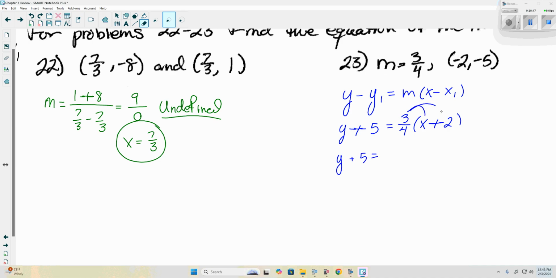We'll distribute the 3/4 first. 3/4 times x is 3/4 x. 3/4 times 2 is going to be 3/2, because 3/4 times 2 would be 6/4. 6/4 does reduce by 2 to 3/2. Lastly, we need to get y by itself. So we're going to subtract 5 from both sides, telling us y is equal to 3/4 x minus 7/2.